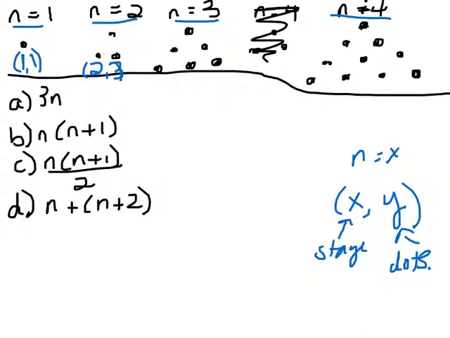This is on your paper. I've just tried to quickly draw it here so the video would make sense if somebody was watching it. In stage 3, your x is 3 because you're in stage 3. How many dots are there now? 1, 2, 3, 4, 5, 6. And in stage 4, your x will be 4. How many dots do you have now? 1, 2, 3, 4, 5, 6, 7, 8, 9, 10, don't you?